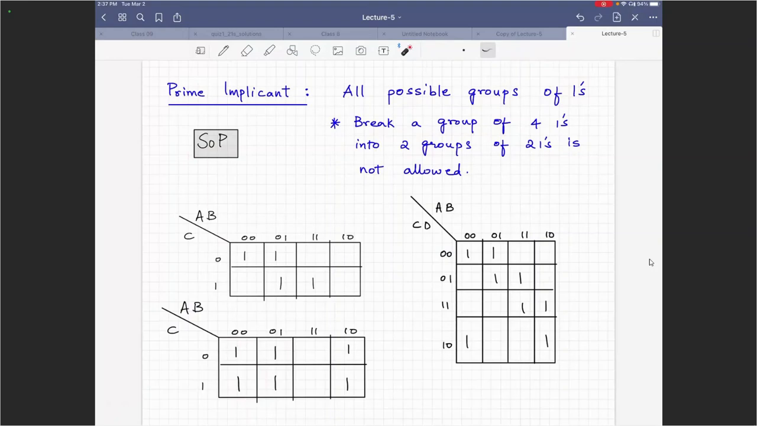When you switch this to zero, then it would be a product of sum prime implicant. So that includes four, absolutely, 4, 8, 16, all of them, right? So you cannot break a group of eight ones into smaller groups, whether it be four or two or down to one. So the smaller groups would not qualify as prime implicants.